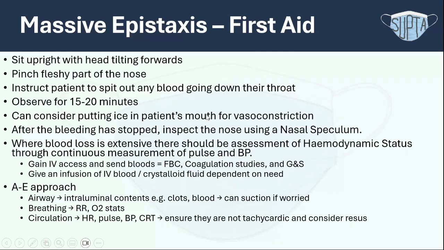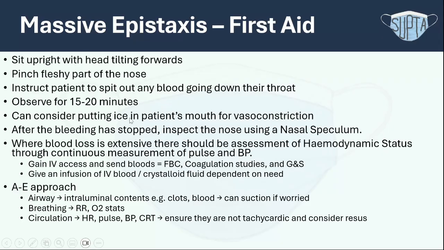Someone said because blood irritates the stomach and causes vomiting. Yeah, that's exactly right. Essentially, swallowing blood is emetogenic, so the patient is much more at risk of vomiting and the complications of vomiting, which may result in them blocking the airway even further. So obviously, that's something we want to avoid.